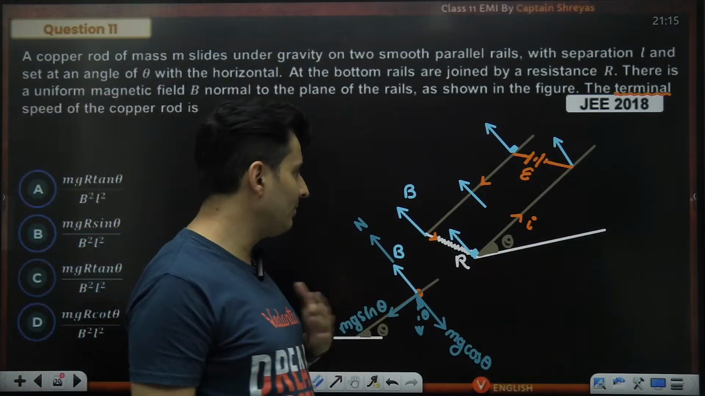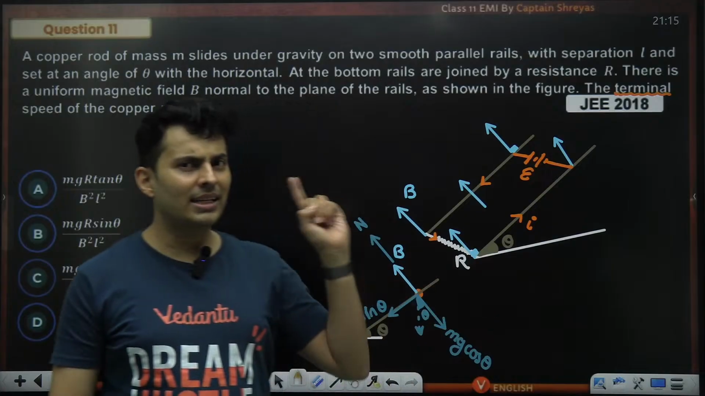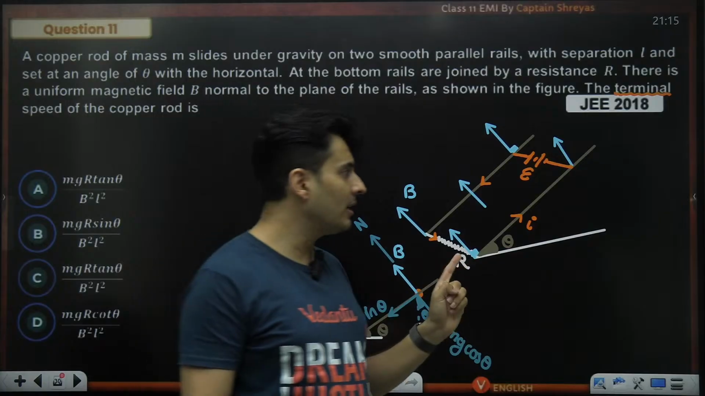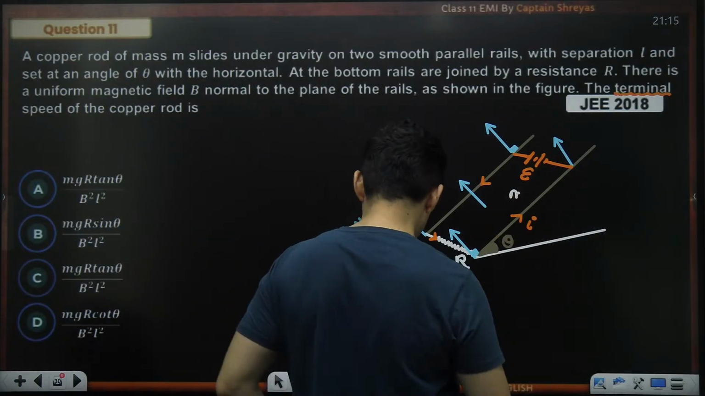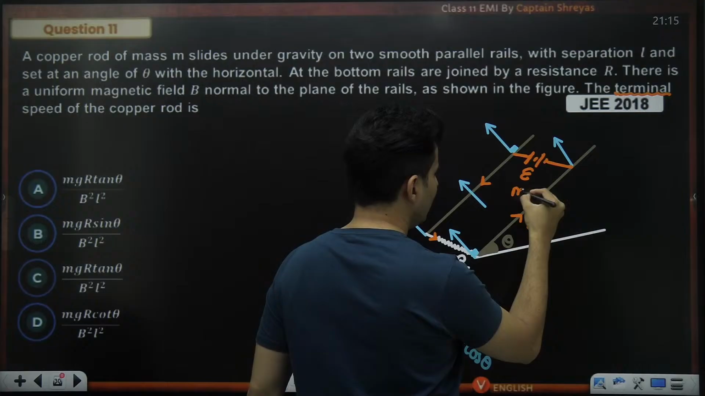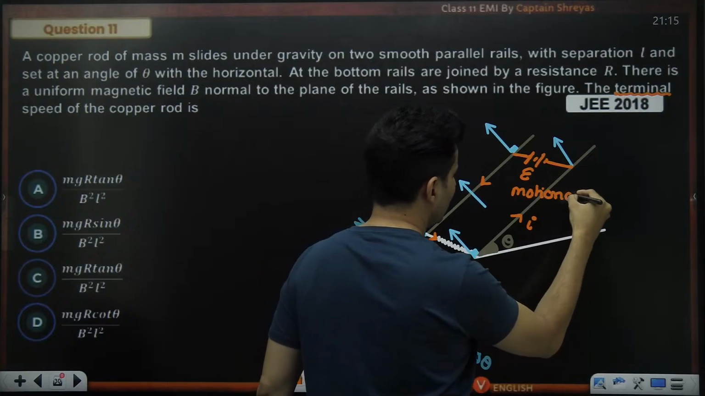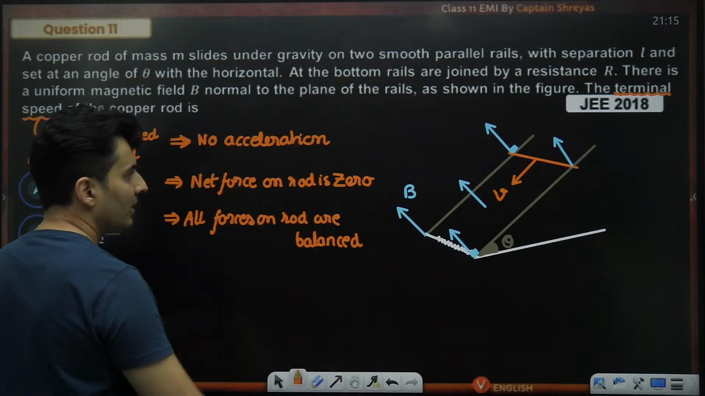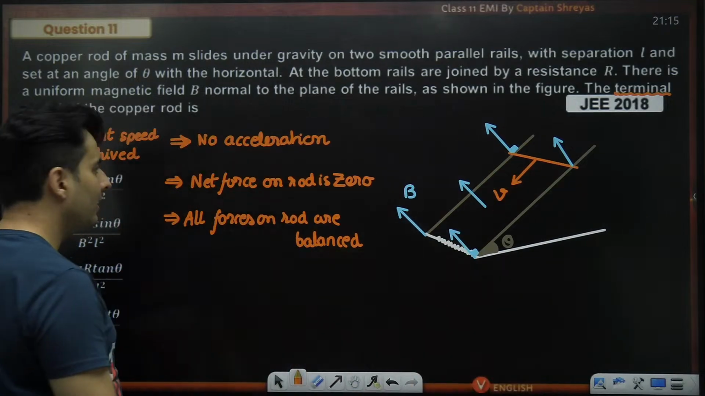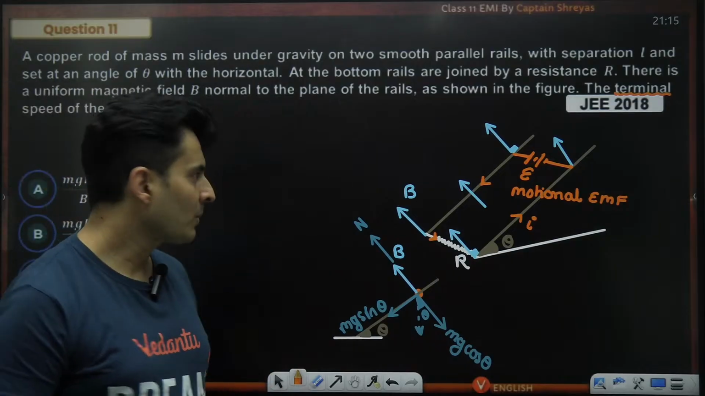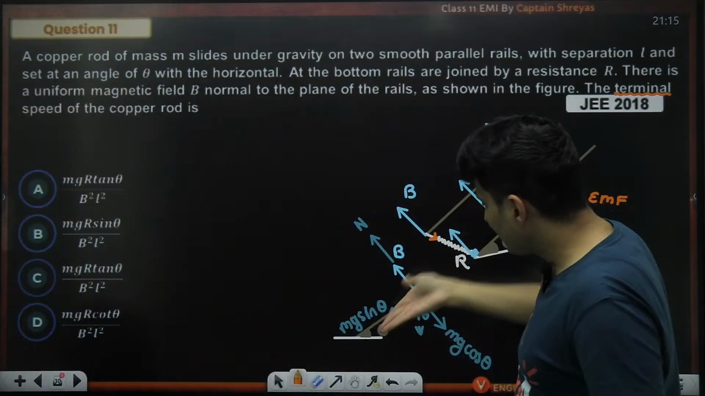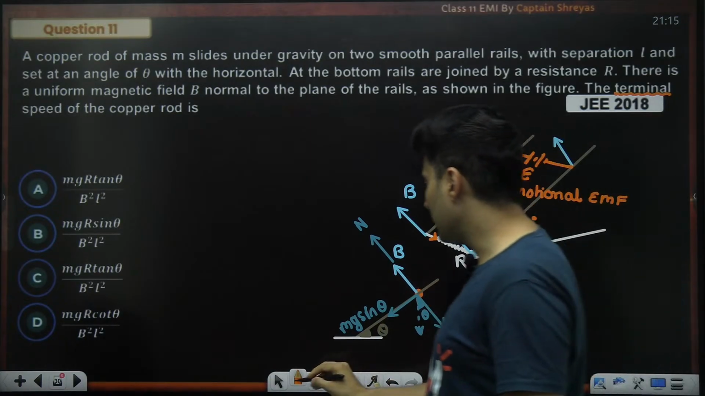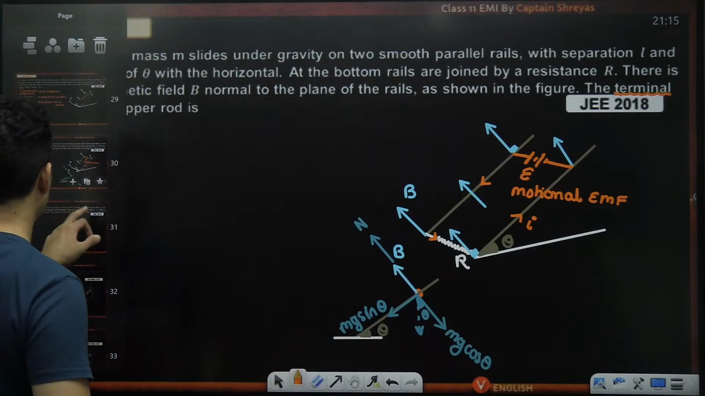Okay, so let's go step by step. Let's not hurry. To find the force, I need the current, and to find the current, I need the EMF. This EMF is no ordinary EMF, rather it is motional EMF. That moving rod in the magnetic field is producing motional EMF. So velocity is down, magnetic field is up, V cross B goes inside. Check that out.